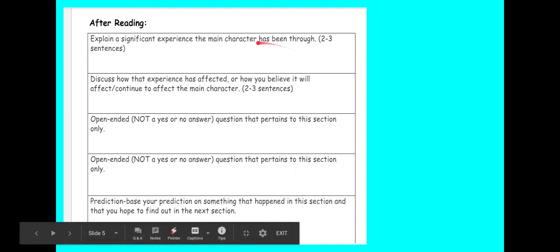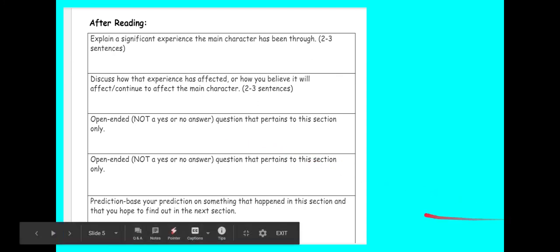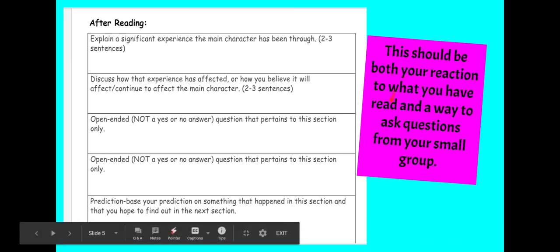So you have some questions about the main character because, again, we're looking at who is the protagonist in section 1. An open-ended question is a question that is not a yes or no answer. It needs to spur discussion, and that is exactly what you'll be using them for. These items will be used for your small group discussion. So it's not only your reaction, but it's also a way for you to discuss with your small group.